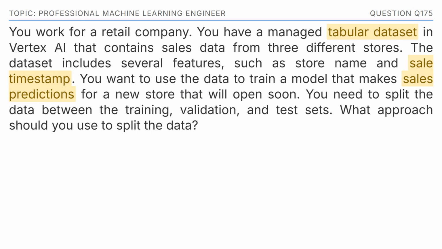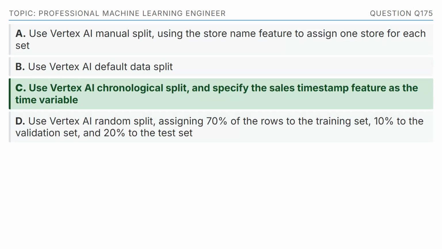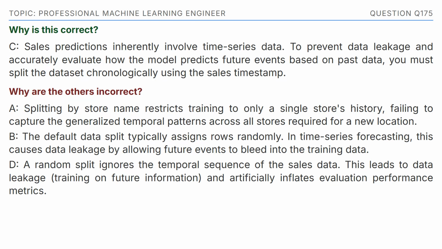To arrive at the correct answer, we focus on the keywords: tabular dataset, sale timestamp, sales predictions. The correct answer is option C, use Vertex AI chronological split, and specify the sales timestamp feature as the time variable. Why is this correct? C. Sales predictions inherently involve time series data. To prevent data leakage and accurately evaluate how the model predicts future events based on past data, you must split the dataset chronologically using the sales timestamp. Why are the others incorrect?